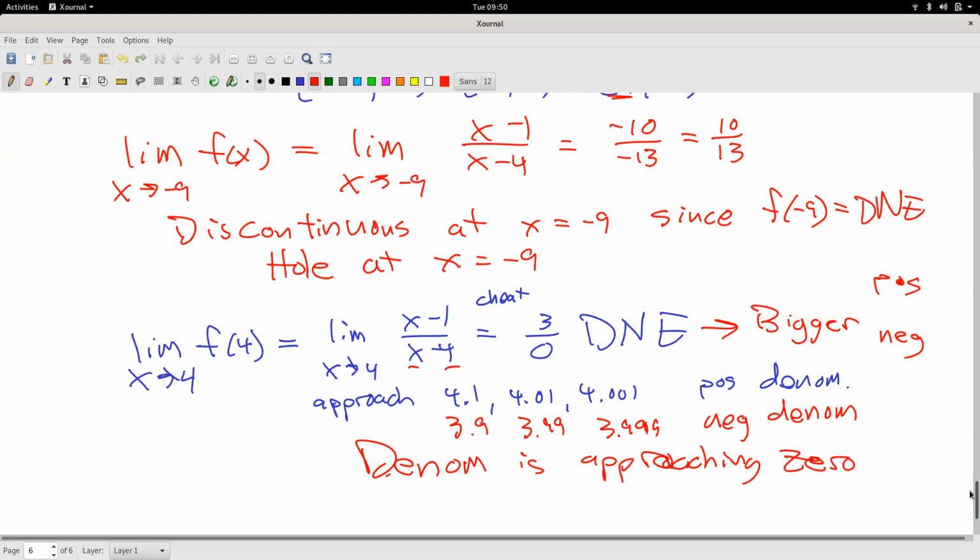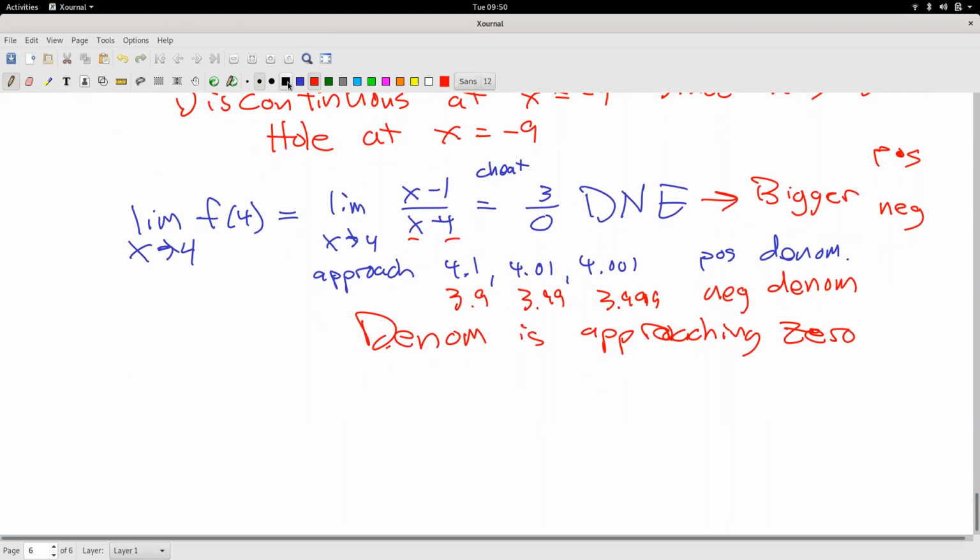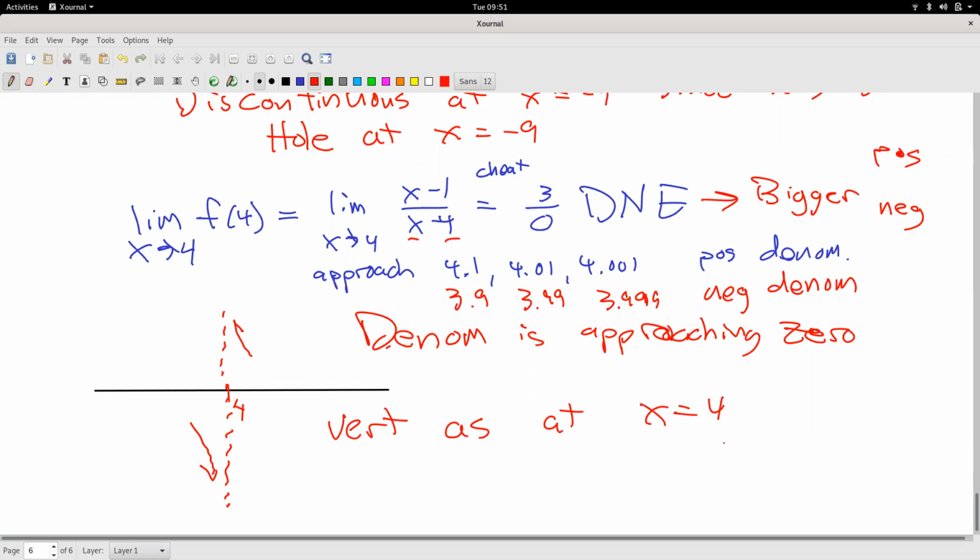So what we should find, and I think I might be out of room, I got a little bit more, good. What we should find for this, if we were to explore what's happening, let's say that's 4 right there. And we'll look at the graph in a second. So that's supposed to be a dotted vertical line at x equals 4. If we are on the right side, we should find this function is shooting upward. And if we're on the left side, we should find this function is shooting downward. And so it looks like there is a vertical asymptote at x equals 4. And so we should check with the graph to make sure that is the case.